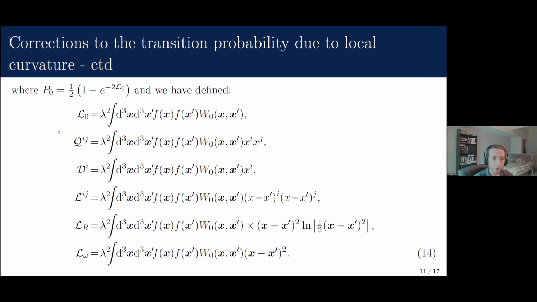So, for example, this term corresponds to corrections due to the volume element locally. This correction corresponds to a change in the rest frame or the shape of the detector in its rest frame due to its potential acceleration. We've got the state-dependent term, and then we've got corrections due to curvature.